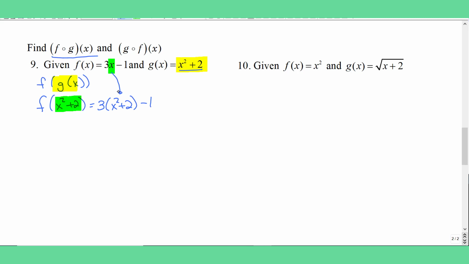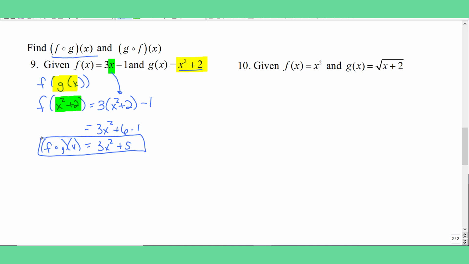I highly recommend you using those parentheses. And now I'm just going to simplify. And that is f of g of x.